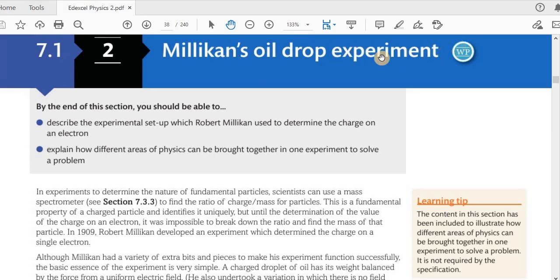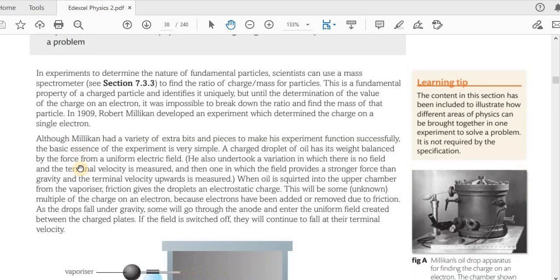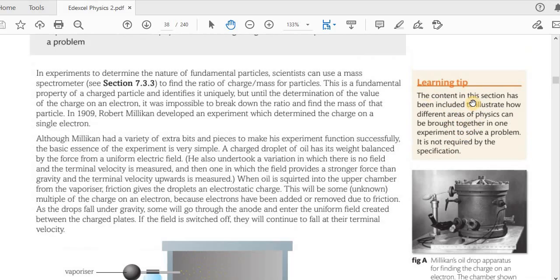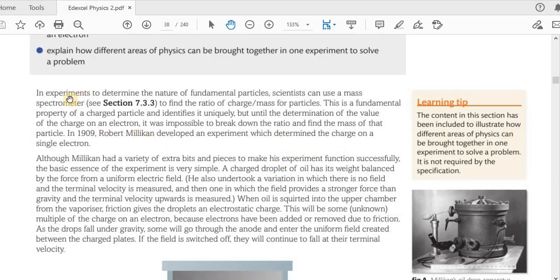Millikan's oil drop experiment explained how different areas of physics can be brought together in one experiment to solve a problem. This is not required by the specification, but it is explained so that the content in this section illustrates how different areas of physics can be brought together in one experiment to solve a problem. In an experiment to determine the nature of fundamental particles, scientists can use a mass spectrometer. For more details you can go through this.